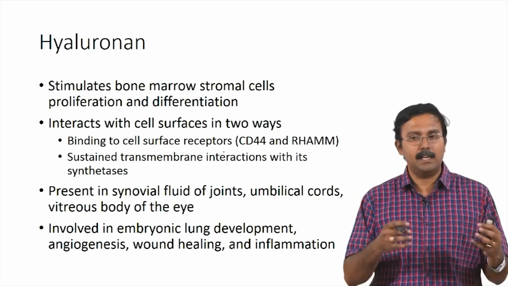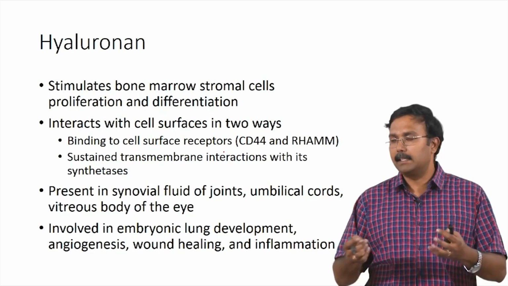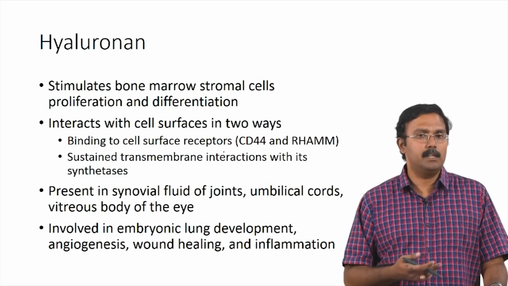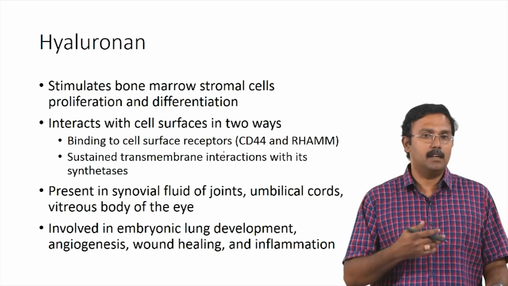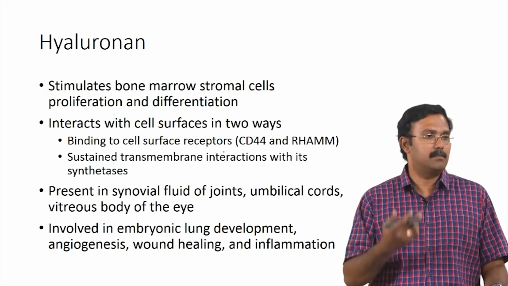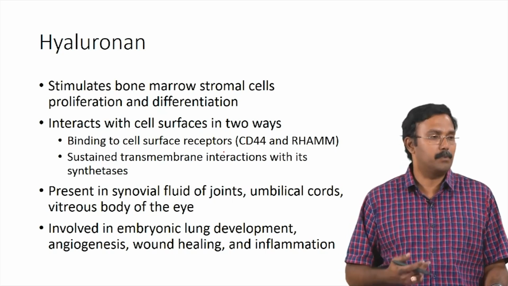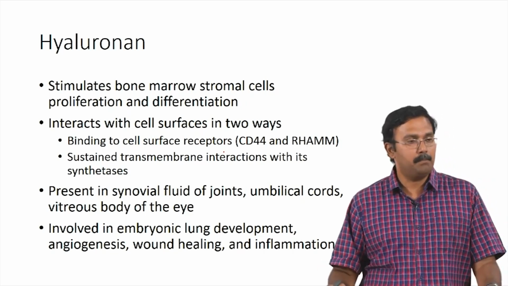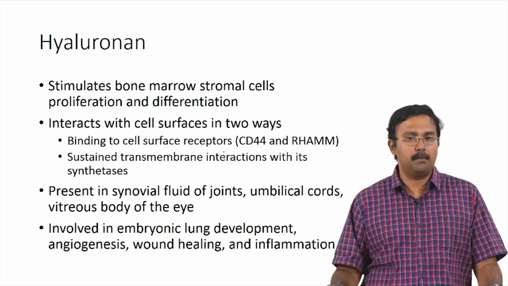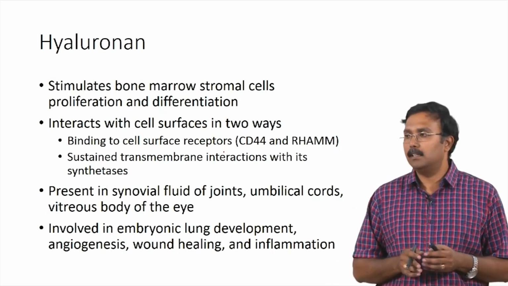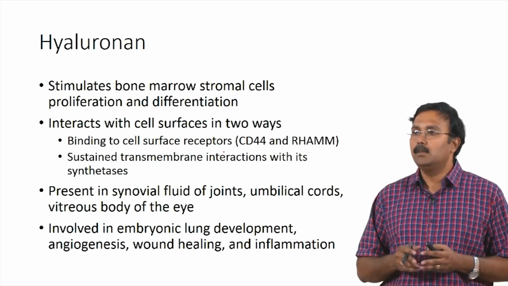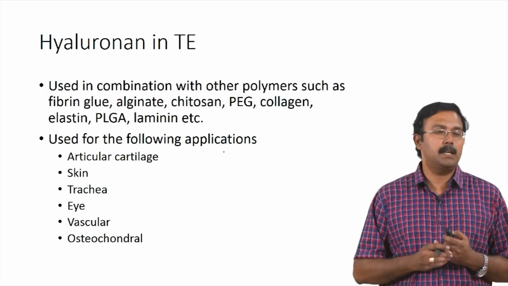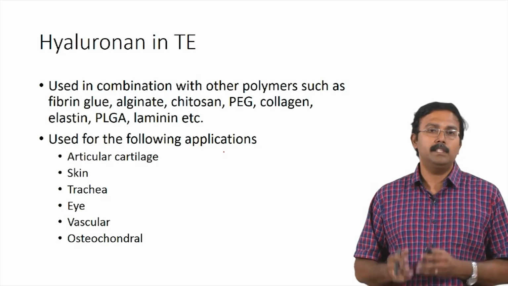Because of these things it can interact very nicely with cells and it will help the cells to attach to the surface. It is commonly present in your synovial fluid, joints, umbilical cords, vitreous body of the eye and so on. So, hyaluronic acid is very commonly seen in these parts of your body. It has also been proven to be involved in embryonic lung development, angiogenesis, wound healing and inflammatory processes. Because you have the understanding of where it is used, you try to design tissue engineering applications where you can actually use this. So, HA is most commonly used in combination with other polymers.